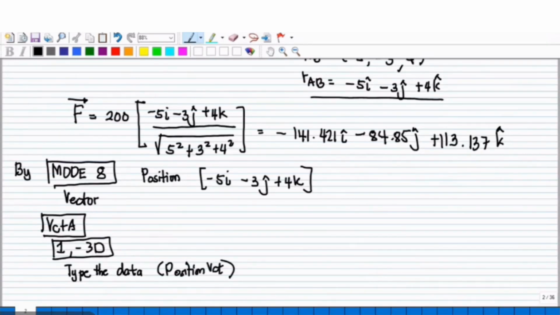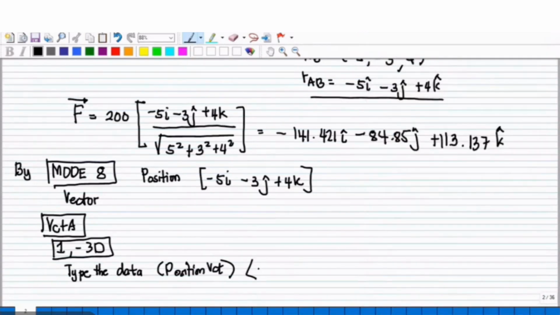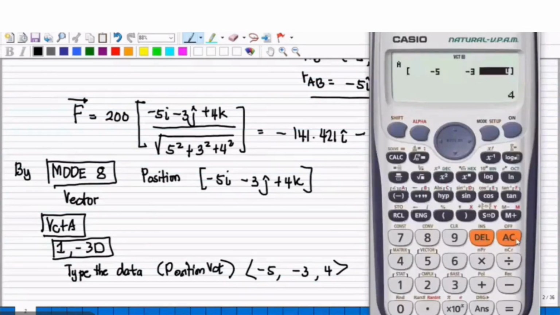Okay, so dapat i-type natin yung numbers natin in order. Okay, so that is negative 5, negative 3, then 4. Ayan. So X, Y, and Z. Okay, so dapat ito yung makikita natin: negative 5, negative 3, then 4. Ayan. So, after which, press natin lang yung AC.